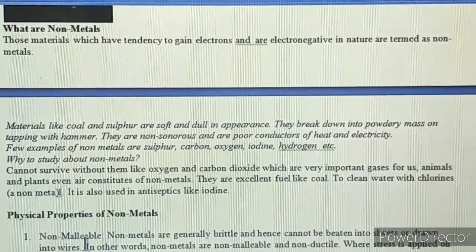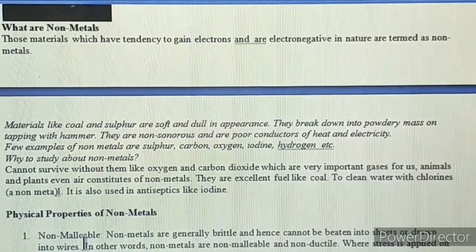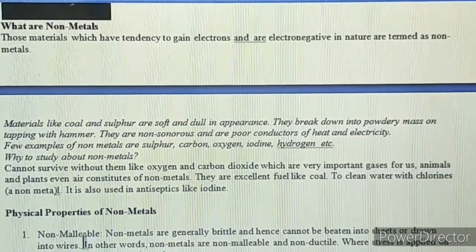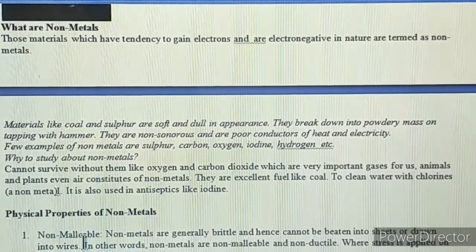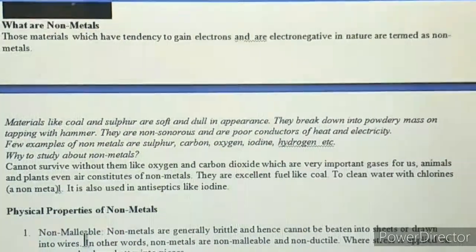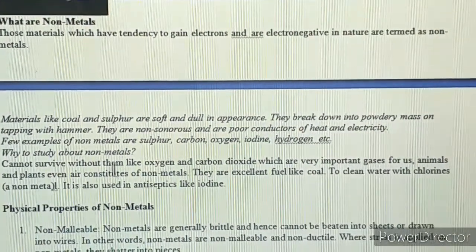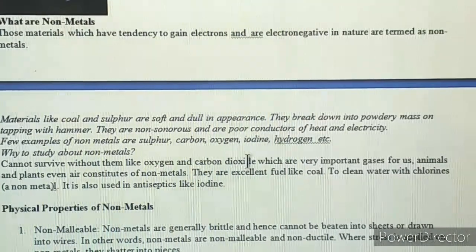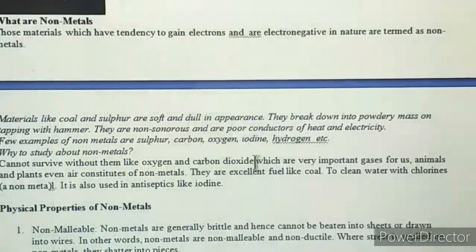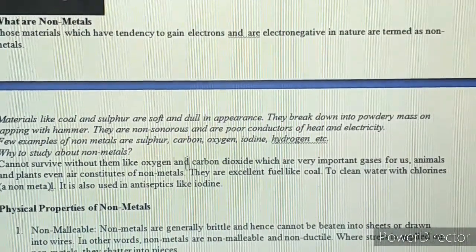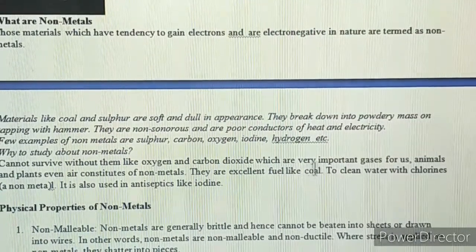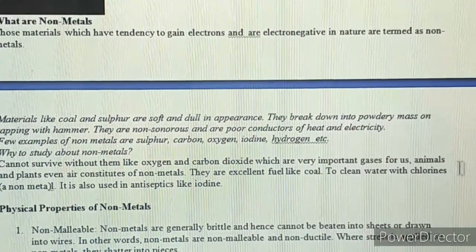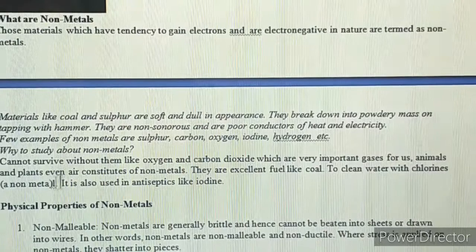No, children, when you think about metals and non-metals, the non-metals are more around you. How can I say that? Because we cannot survive without them, like oxygen, carbon dioxide. These all are non-metals, children. Without these, can we survive? No. These are very important gases for us, for animals and plants, and even children.